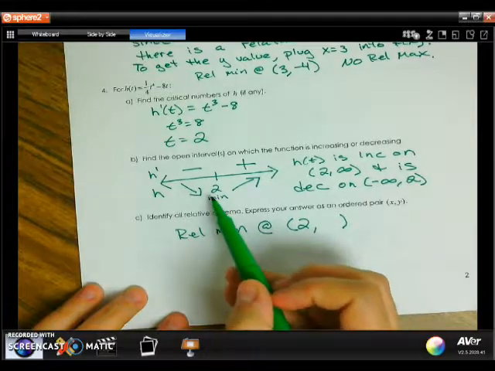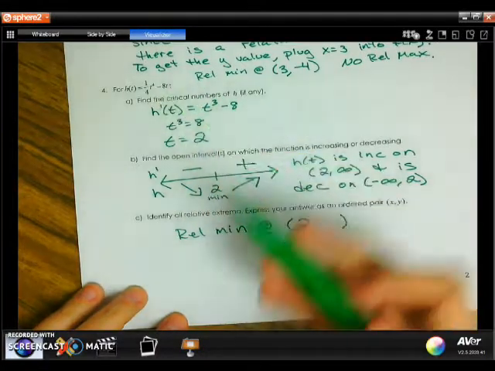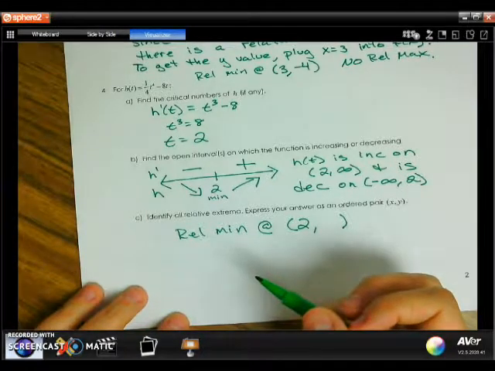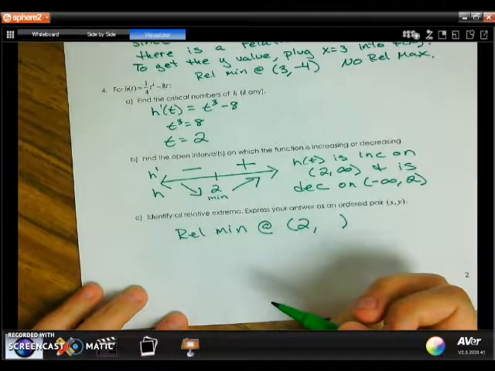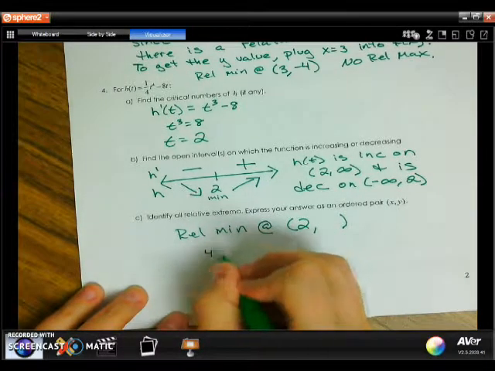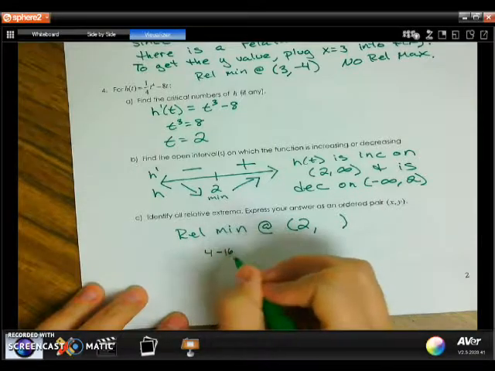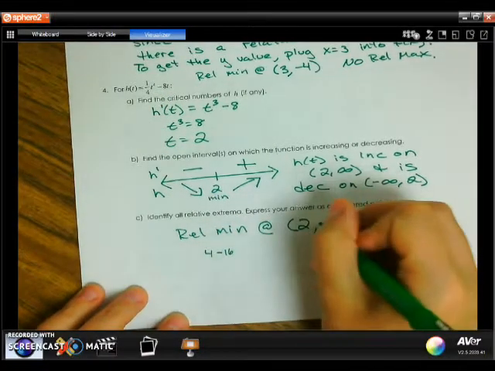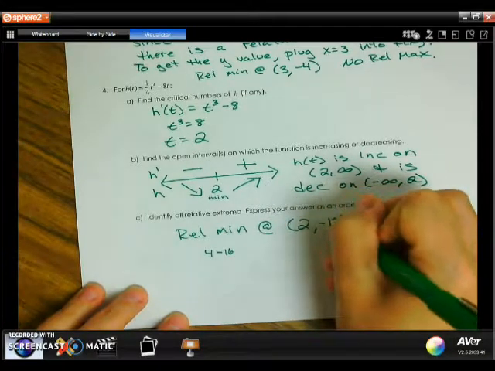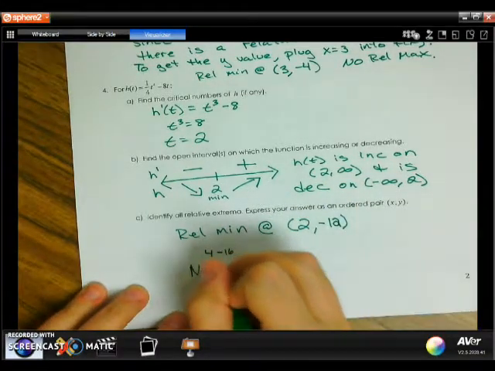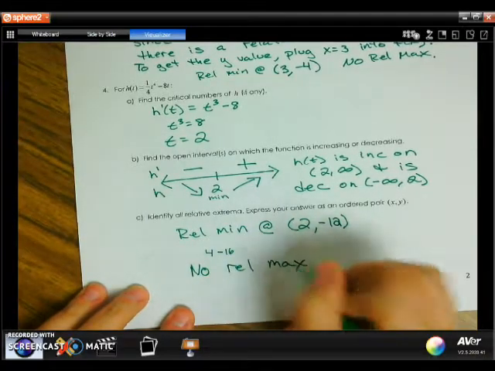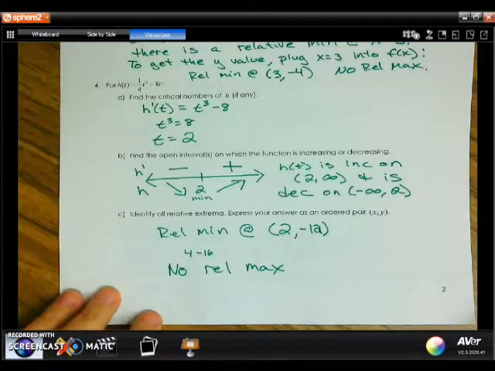You're going to take this 2, and you're going to plug it back into the original. So when you plug that 2 into the original, 2 to the 4th power is 16 times 1/4 is going to be 4. So I've got 4 minus 16 there, because I plug in a 2 right here, so that'll give me a negative 12 as my y value there. And I'll just make a note here that there is no relative maximum on this problem. Alright, perfect, and that's how you do number 4.